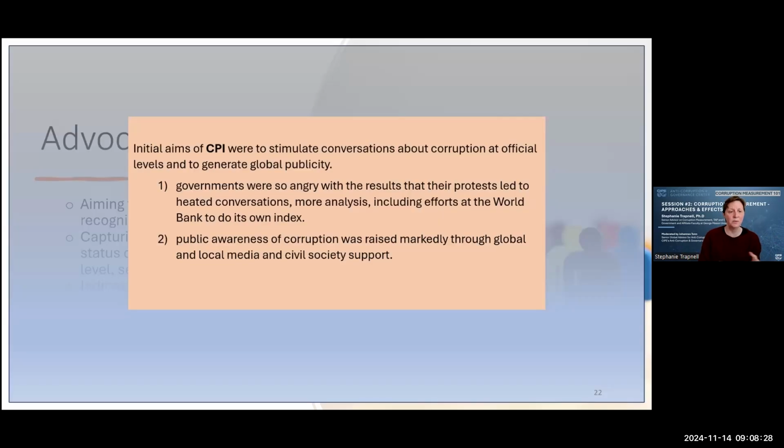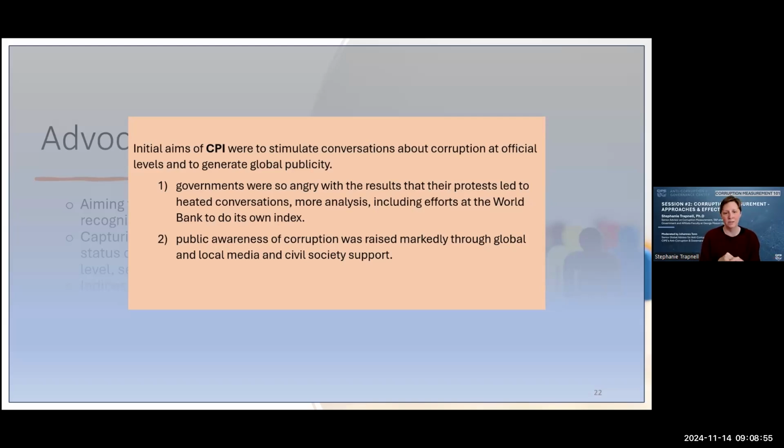And a good example of this is the Corruption Perceptions Index. These comments are from Fredrik Galtung, who is the co-founder of Transparency International and worked on the first iterations of the CPI. So the initial aims of that index were to stimulate conversations about corruption at official levels, number 1, and 2, to generate global publicity. And they succeeded incredibly. It's a remarkable achievement that the CPI has done.